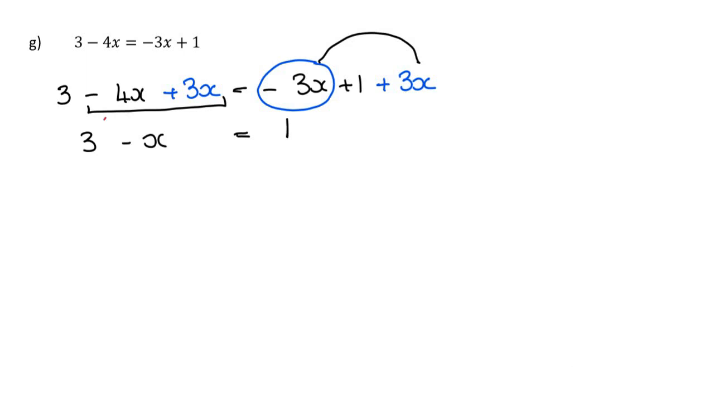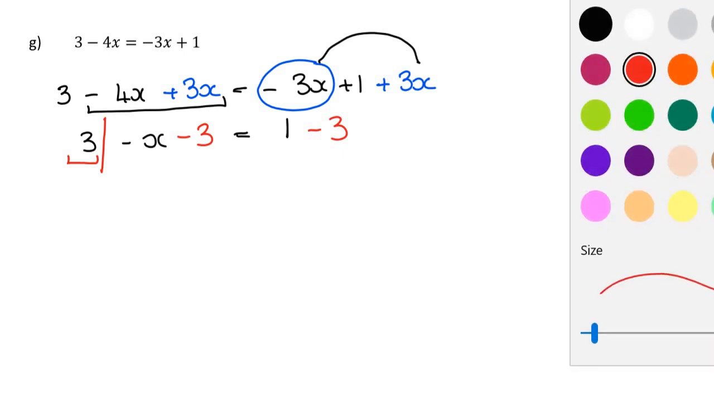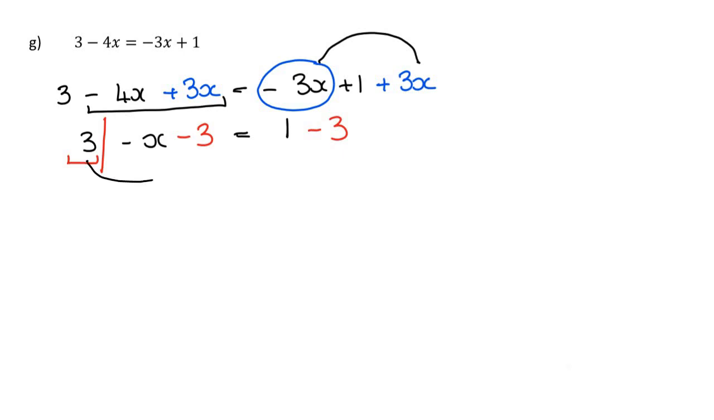How do I get rid of what's furthest from x first? How do I get rid of the 3? I'm going to subtract 3 on both sides. Collecting like terms, these disappear, which was the whole point, so I get negative x equals negative 2.